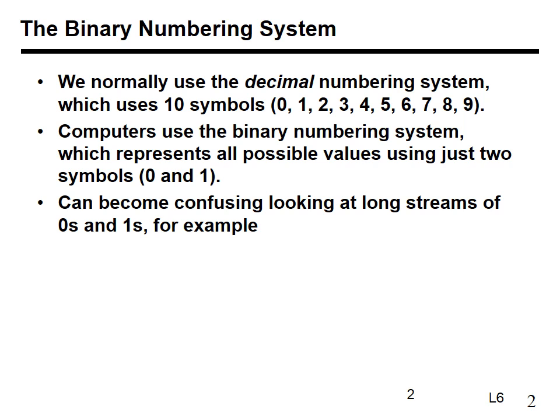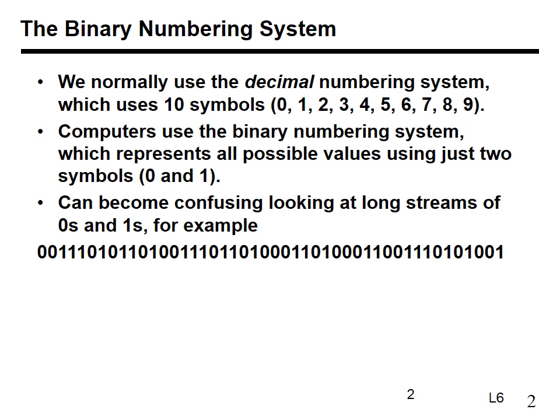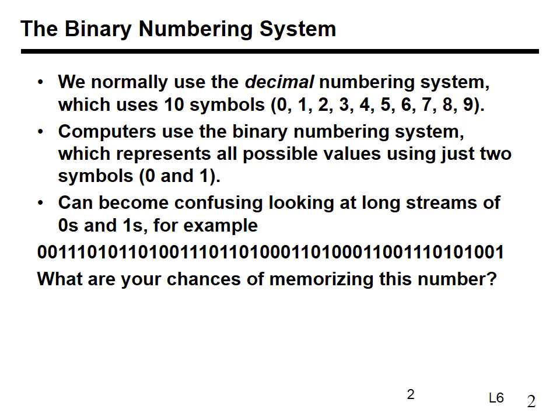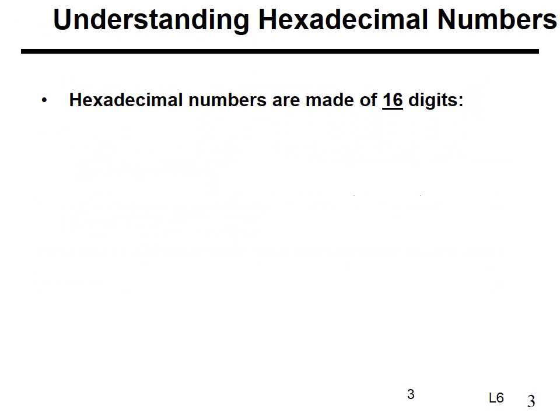One problem with the binary number system is, since there's only the 2 numerals, if you look at a long sequence of zeros and ones, it becomes very, very confusing. All the zeros and ones kind of blend into each other. For example, look at this number. What would the odds be that you could memorize this number or even copy this number correctly without making a mistake? It's going to be very, very difficult. So, this is why we use hexadecimal.